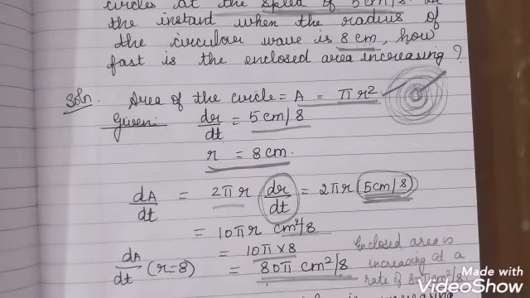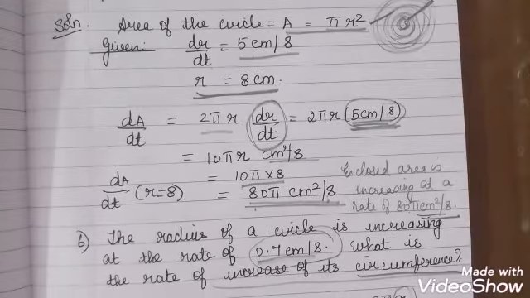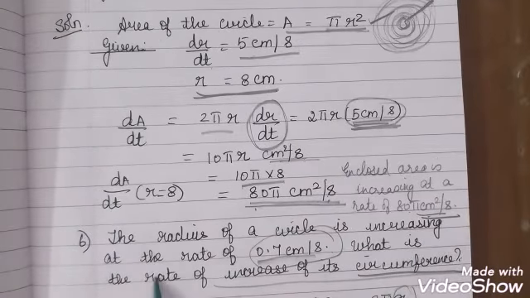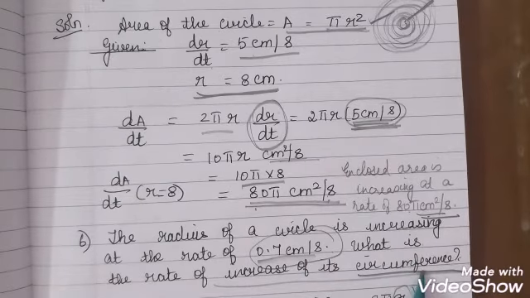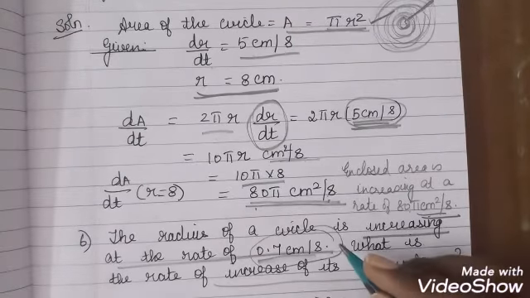So till now the questions whatever we saw were based on the area of a circle. The next one is based on the circumference. A similar one only here. So first we'll read the question. The radius of a circle is increasing at the rate of 0.7 centimeter per second. What is the rate of increase of its circumference? So clearly given, it is increasing at the rate of 0.7 centimeter per second.